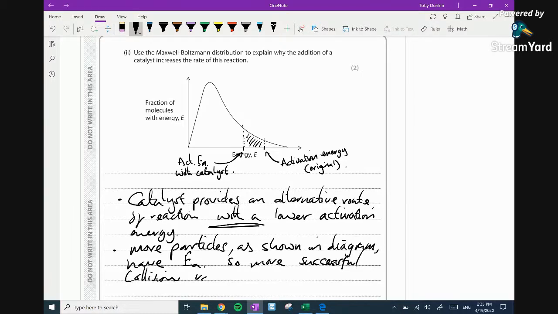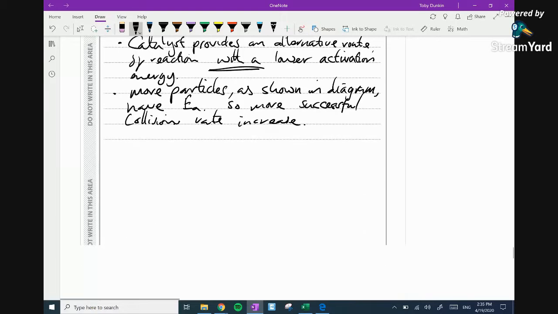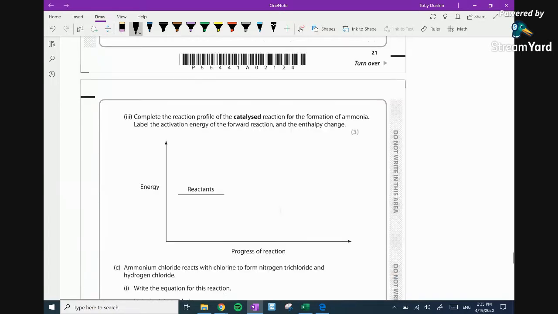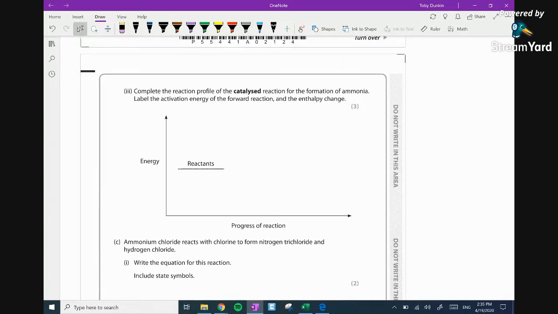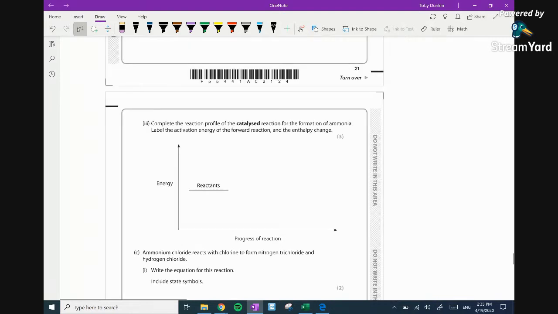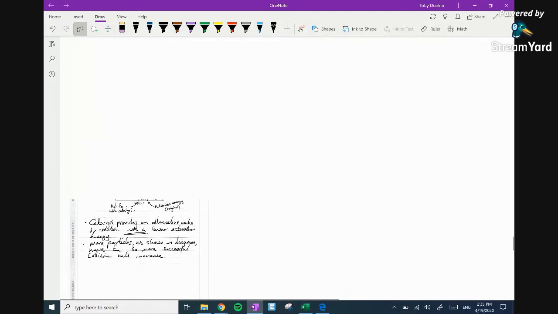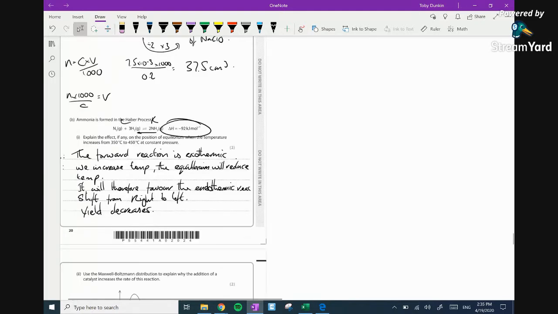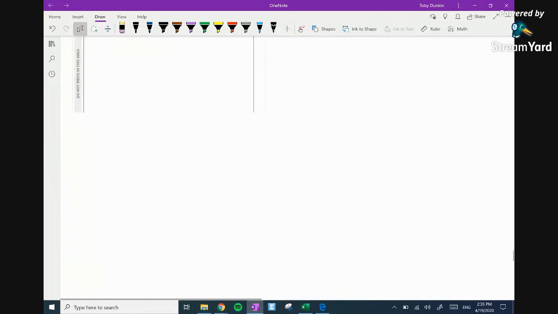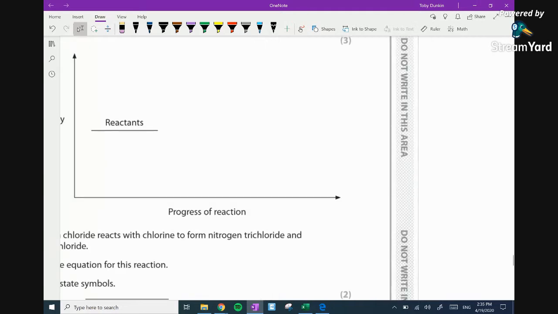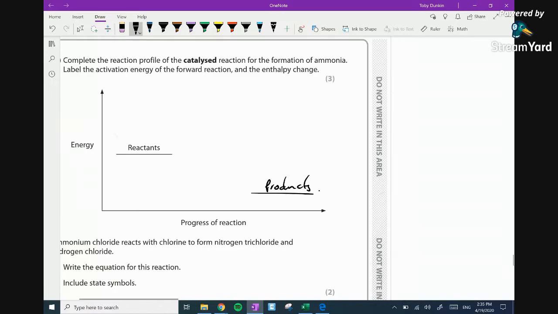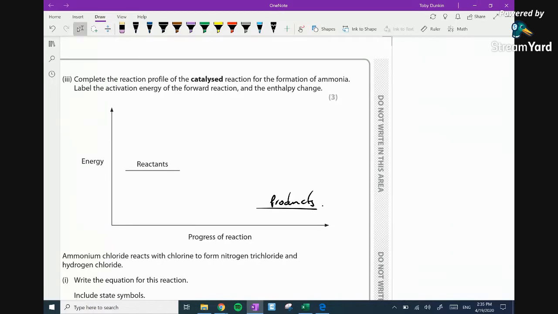I like it. I bet 2 of the marks are just for the graph. Complete the reaction profile of the catalyst reaction for the formation of ammonia. Ooh, that's quite clever. Formation of ammonia, the equation states that it's exothermic in the forward direction to make ammonia. Right, so it's exothermic, so your products are going to be lower. Products. And it says, complete the reaction profile of the catalyzed reaction for the formation of ammonia. Label the activation energy and enthalpy change.